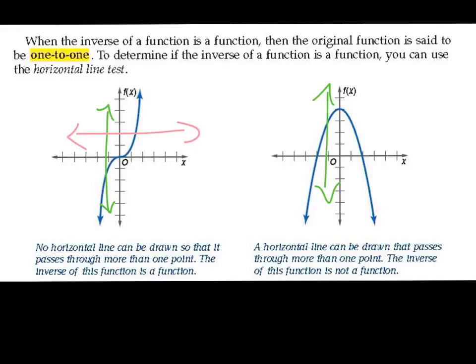However, in this graph, a horizontal line can be drawn so that it passes through more than one point. In fact, there's a lot of places that it does. There's only one place where it only will cross through one point. Usually if it crosses at all, it crosses twice. So that indicates that the inverse of the function is not a function.